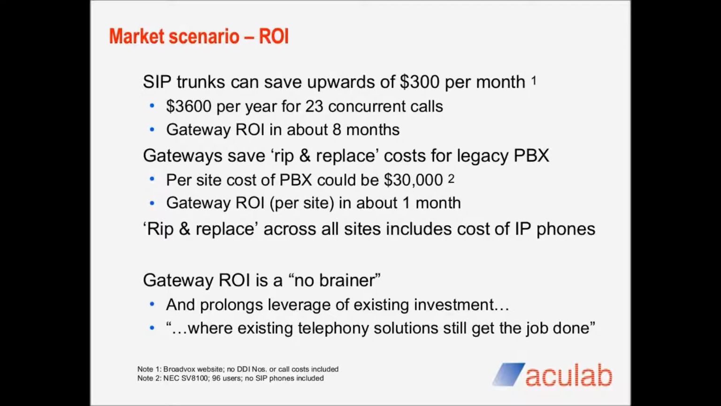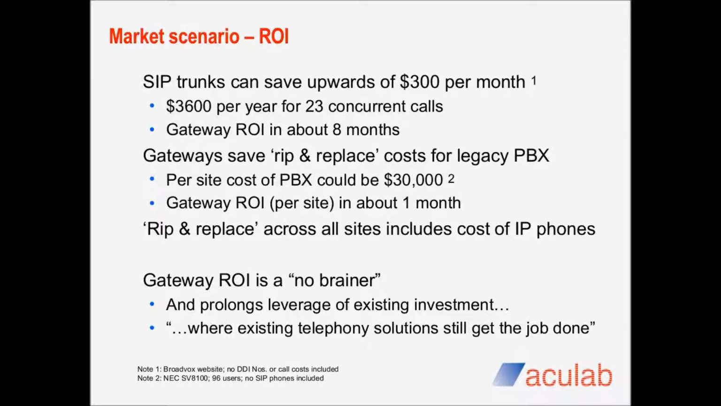If you use a gateway to connect your TDM-based PBX to a SIP trunk, for example with a T1 equivalent, which would be 23 concurrent calls, the cost savings gained from using SIP will give you an ROI on the gateway in well under a year. That's that single T1 equivalent gateway.